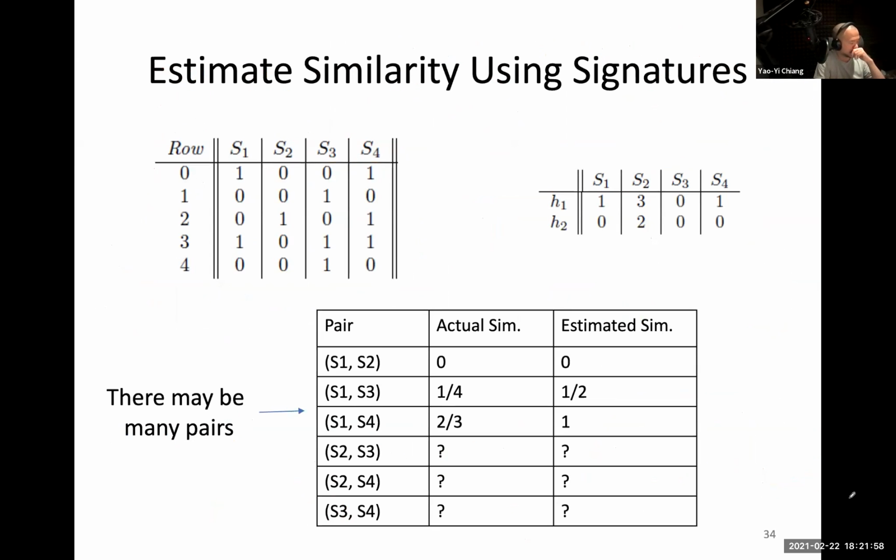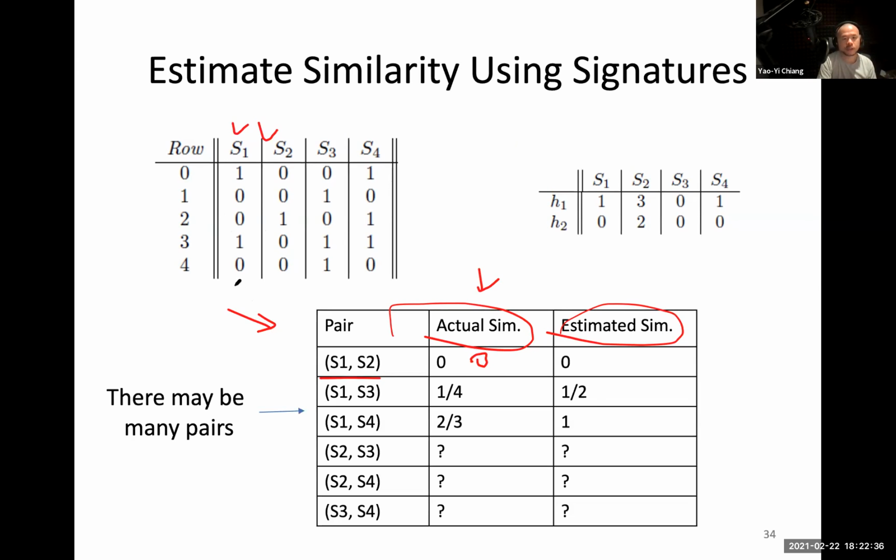Let's look at how the signature works. This is important. People usually get confused about how to compute the actual similarity and the estimated similarity. This will be in your exam, so make sure you understand this. All right, so how do we compare S1 and S2? Actual similarity. What's the similarity measurement we are using? These are 2 sets, so we're going to use Jaccard similarity, and their intersection is what? 0. All right, so 0.